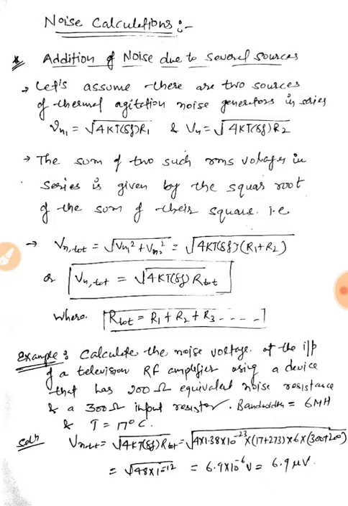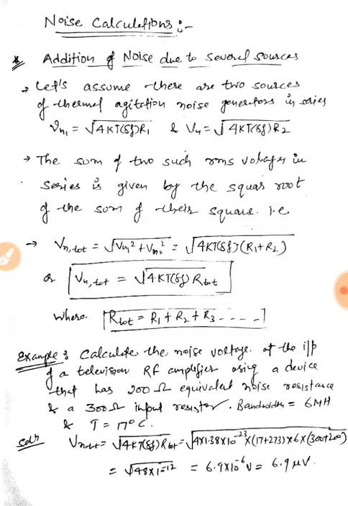So first one is noise calculations. How can we calculate the noise at the input of a receiver or output of a receiver or amplifier? So first is addition of noise due to several sources. Let's say we have several resistive sources which are connected in series. So how can we calculate the noise?